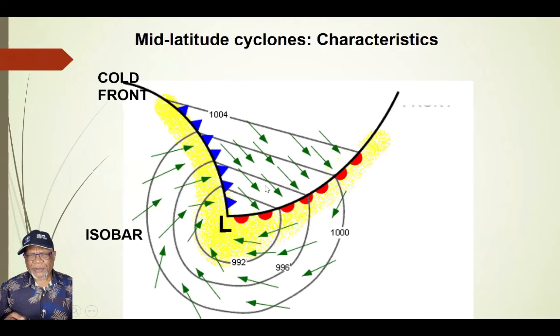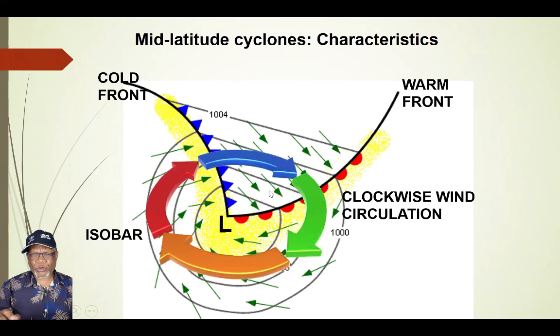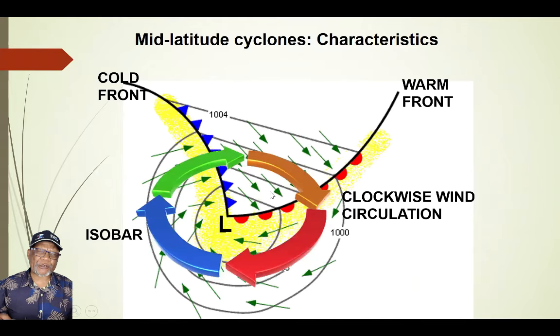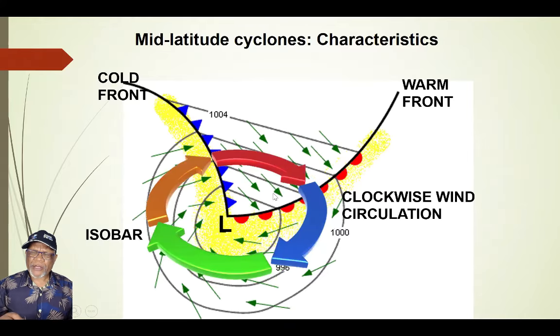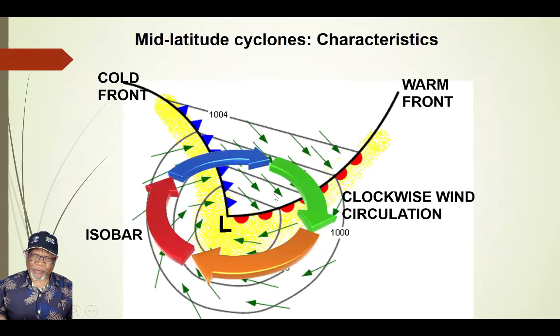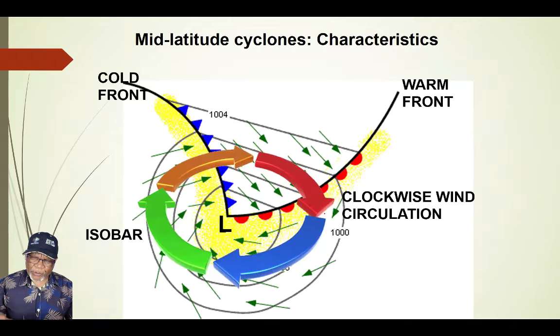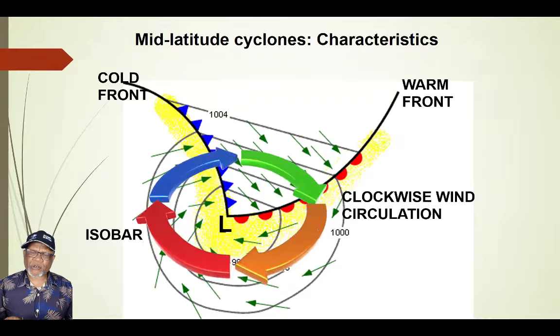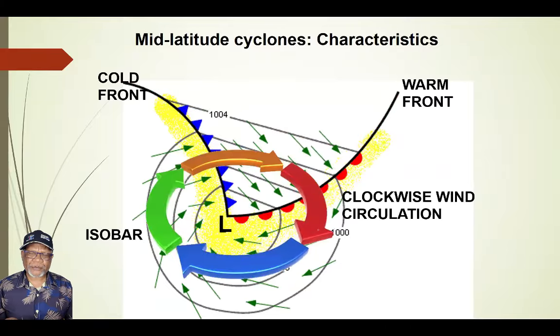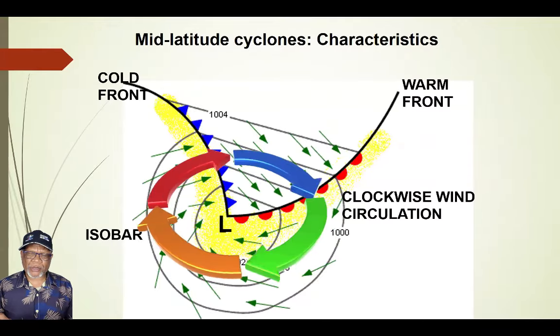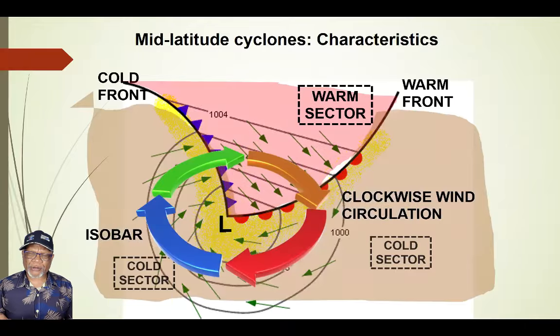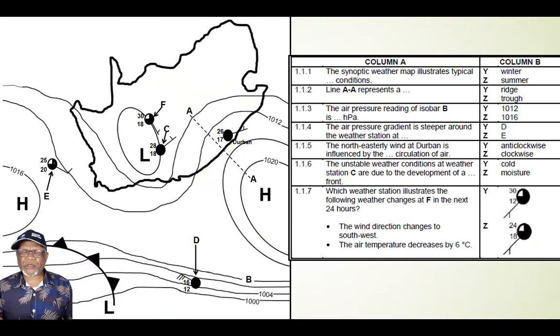So with this diagram, I simply want to indicate to you the circulation of air, the clockwise circulation of air coming from this direction, flowing like that. It is merely to indicate the air circulation around the low pressure cell, or around the cyclone. Now, let's quickly go to this synoptic weather map. So this is what the examiners are currently using as a synoptic weather map.